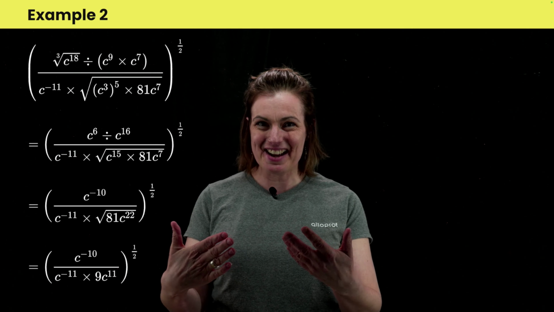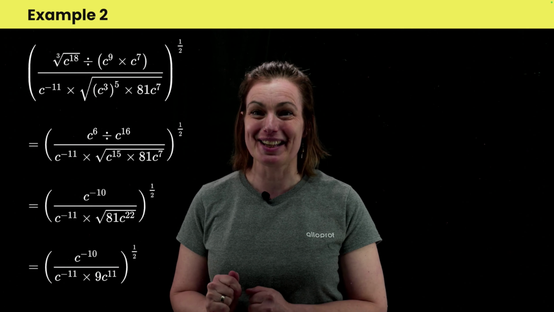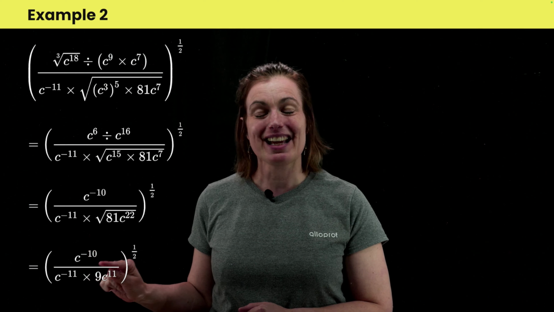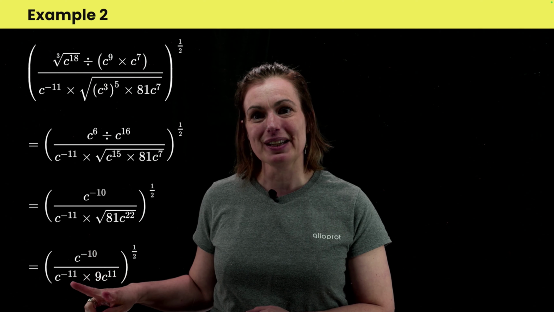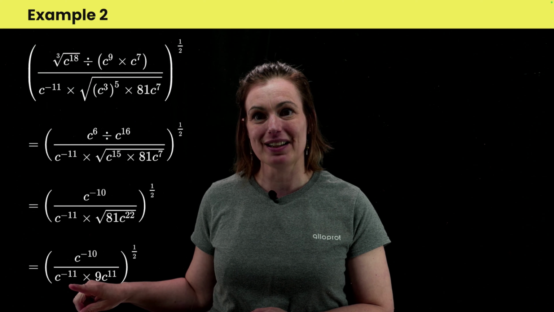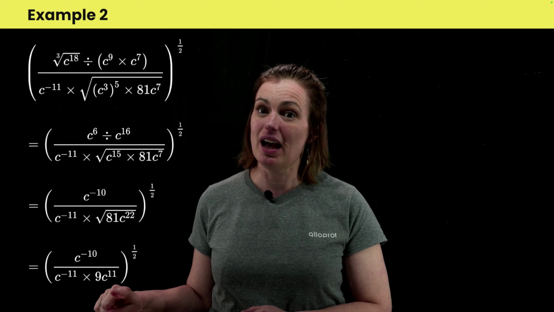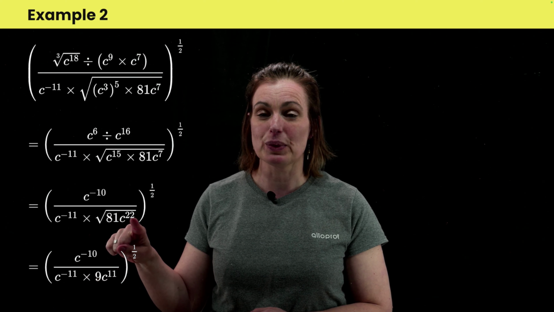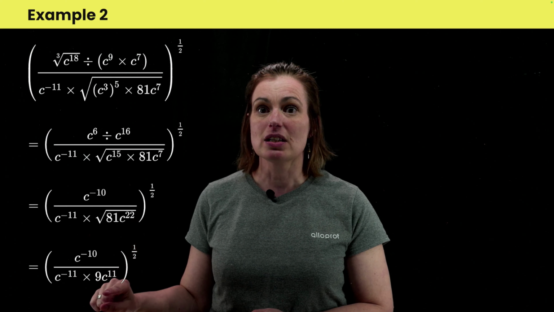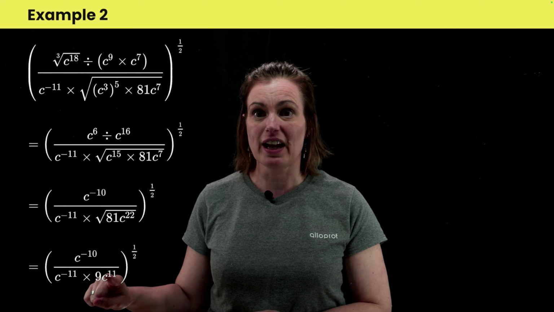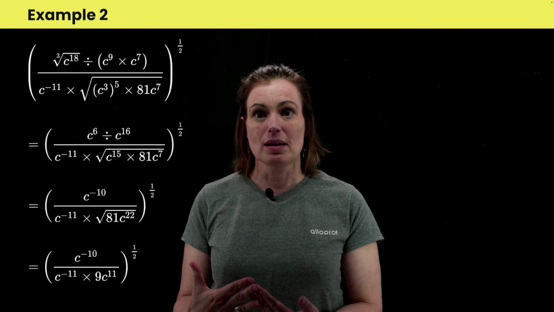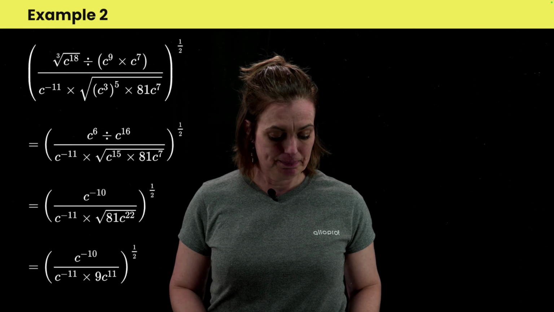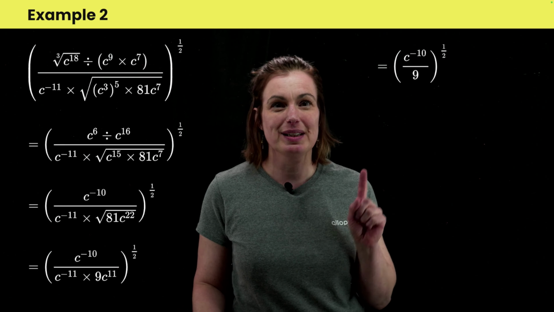Okay, another round of exponent laws gets me to this point. So you'll see that I still have my -10 on top. And down here, I really haven't dealt with my -11 yet. But I have been able to take the root of 81c to the exponent 22. So when I take the root of that, I end up with 9 times c to the exponent 11, which leads me to this point here.